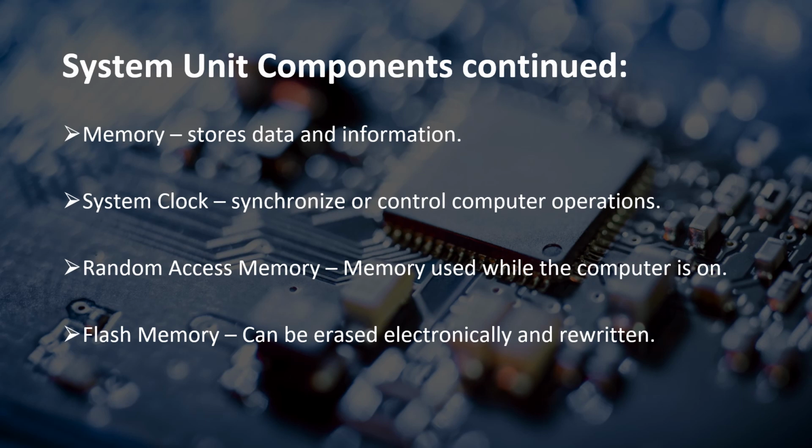Random access memory. This uses memory while the computer is on. So it saves your memory while you get up and leave your computer while it's running. And last, you have flash memory. Flash memory can be erased electronically and rewritten electronically in a system unit.